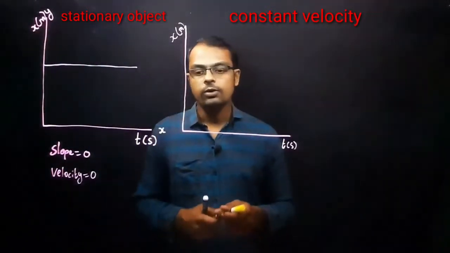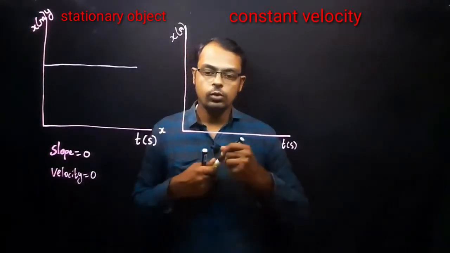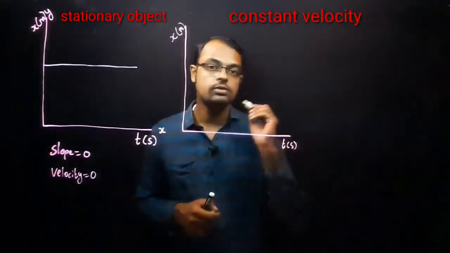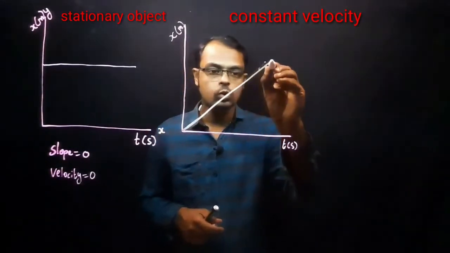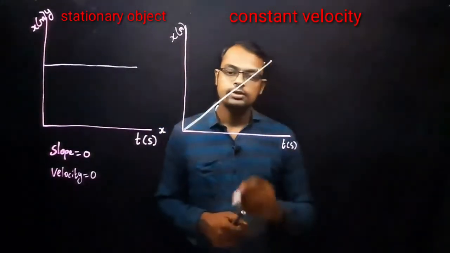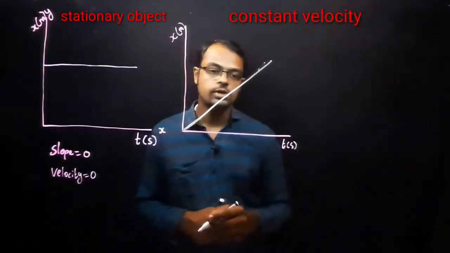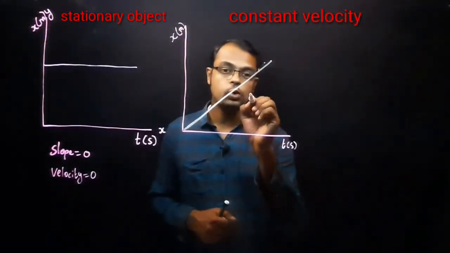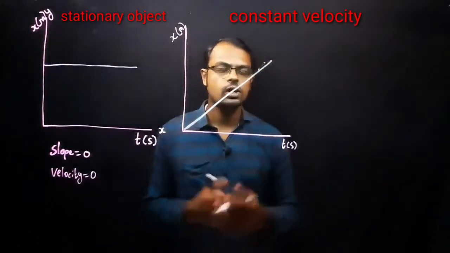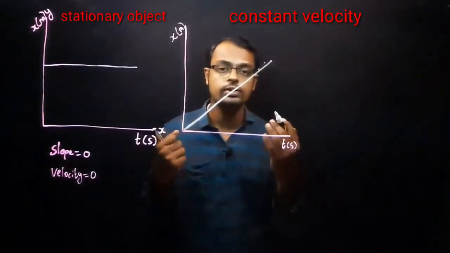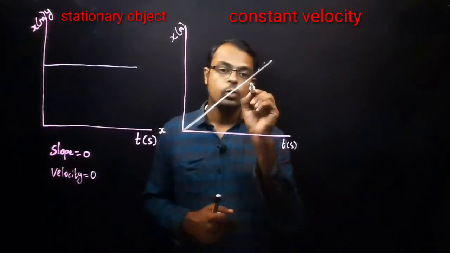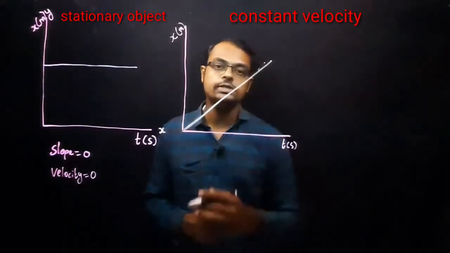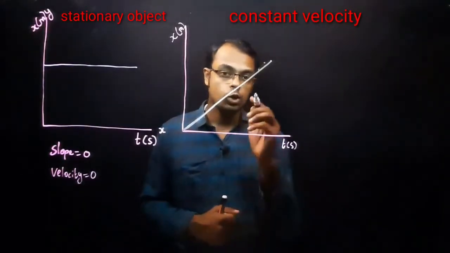Now, if the body is traveling with a constant velocity, the graph is a straight line passing through the origin. What does this represent? A body moving with a constant velocity. So how can we say that the body is moving with a constant velocity? For that, what is the slope of this graph?